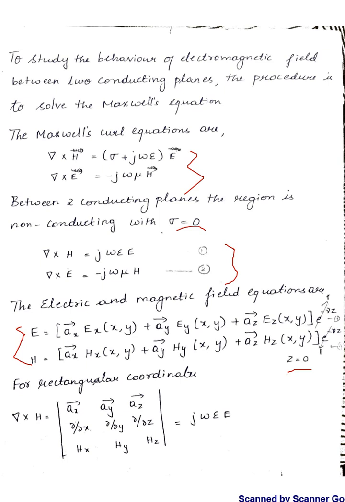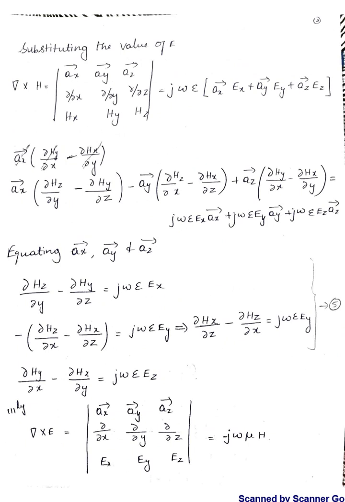After that, for rectangular coordinates, we can write del cross H as the determinant of ax vector, ay vector, az vector, dou by dou x, dou by dou y, and dou by dou z, and since it is H, we consider the three components Hx, Hy, and Hz. From equation 1, I can write del cross H is equal to j omega epsilon E. In the previous equation we have the value for E, so instead of E, I am substituting ax vector Ex plus ay vector Ey plus az vector Ez and writing the same equation again.